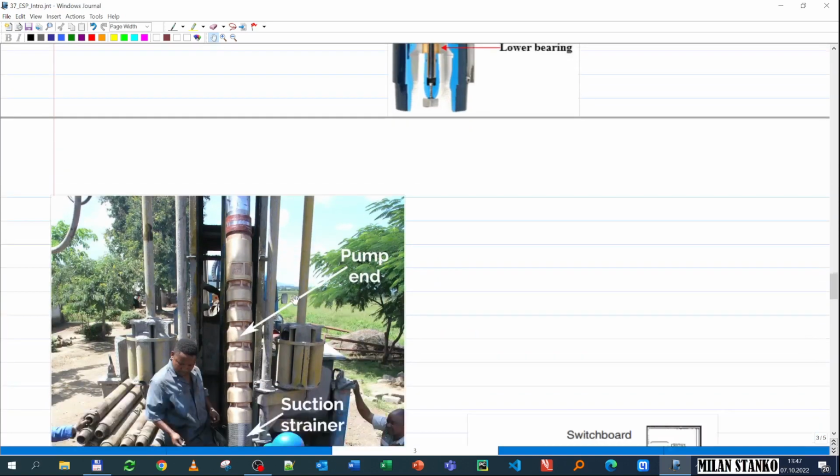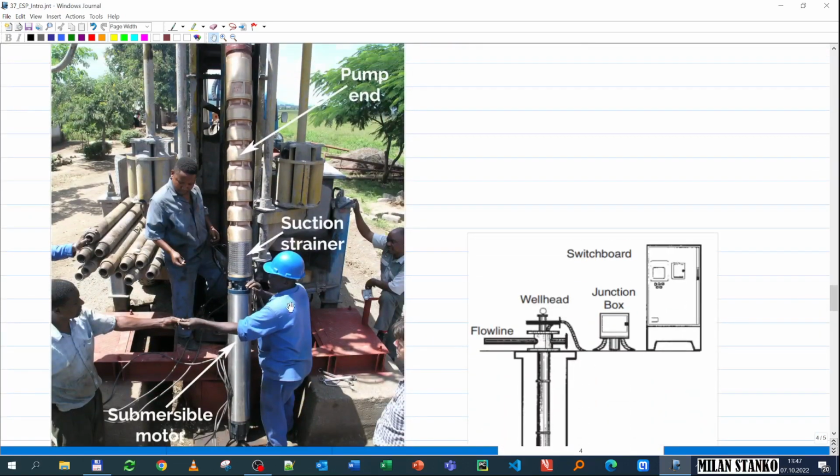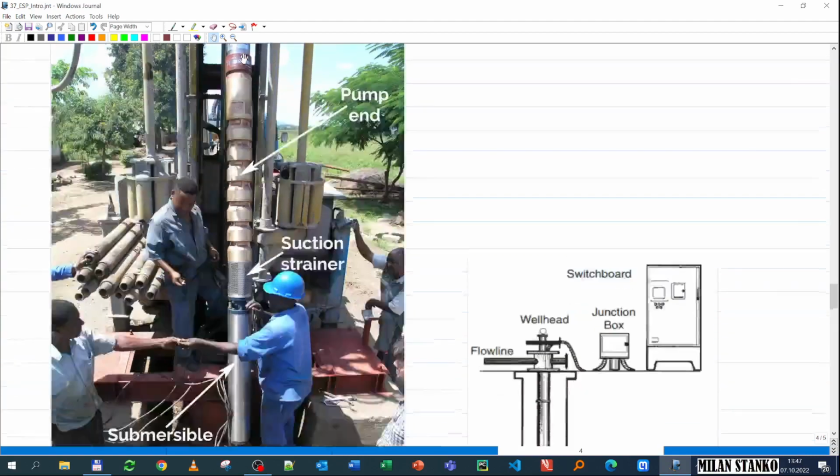Here you see how an assembly looks like, similar to this one. This is a water pump for a water well, but it looks similar for an oil and gas well. So you have the motor at the bottom, you have the cable to the motor, then you have here a mesh which avoids solids coming into the pump, and then you have all the stages of the pump. And then you have the rest of the tubing.